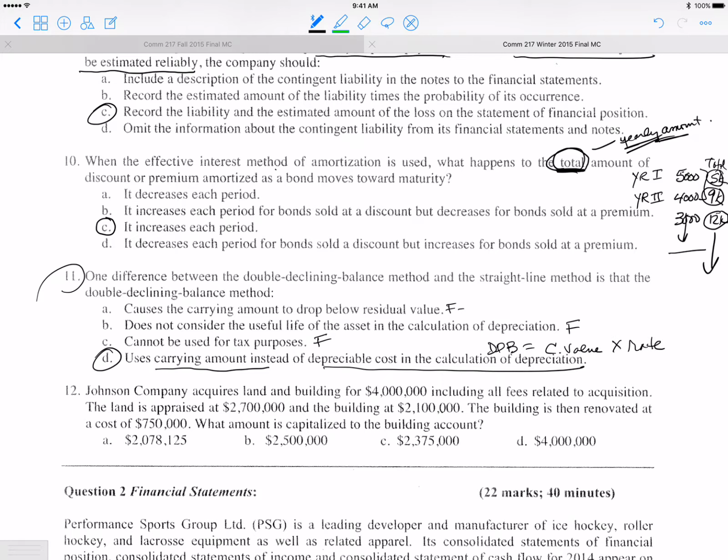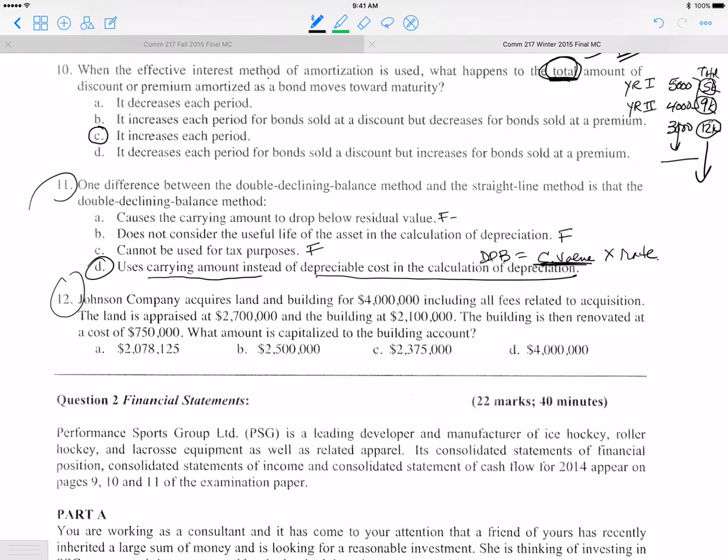The last question, number 12, is a long-term asset question. Here they buy land and building for $4 million, including all fees related to acquisition. The land is appraised at 2.7 and the building at 2.1. The building is then renovated for a cost of $750. What you've got to realize is that this is a basket purchase and you need to split it up between land and building based on the fair market value.